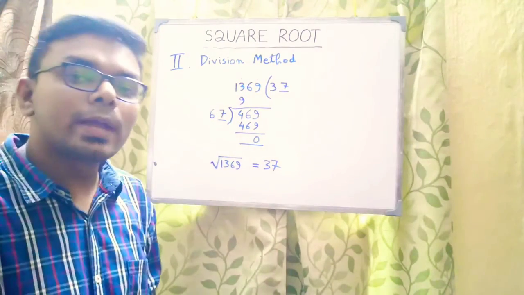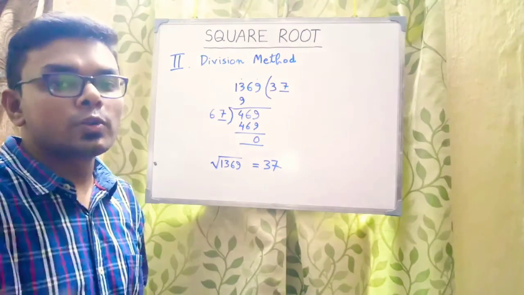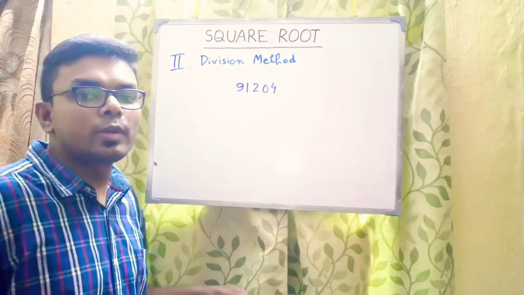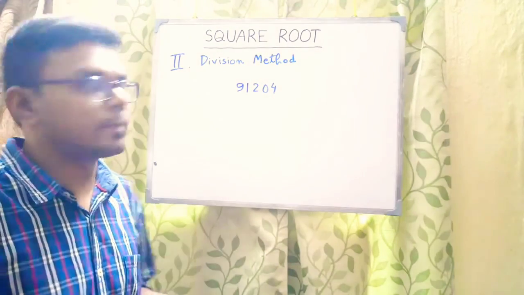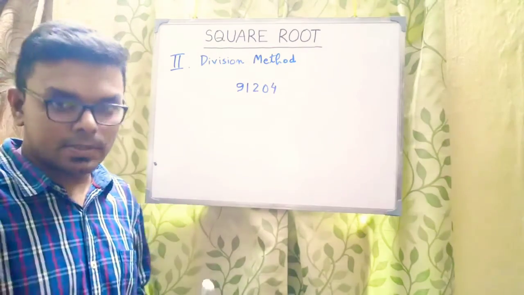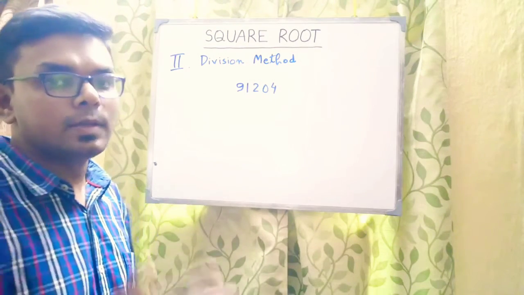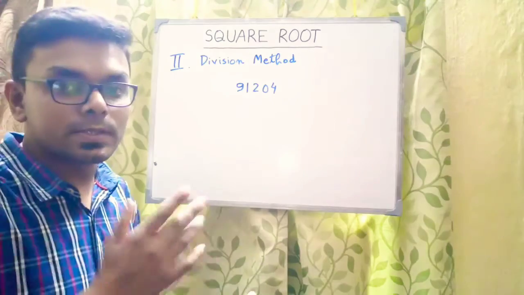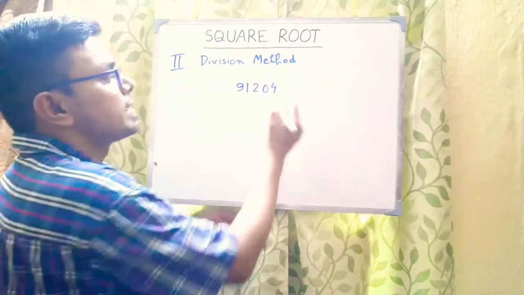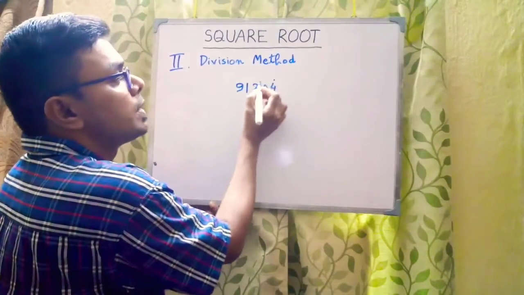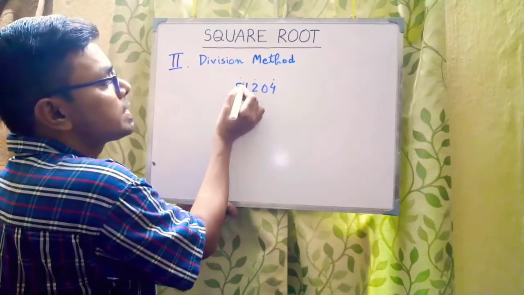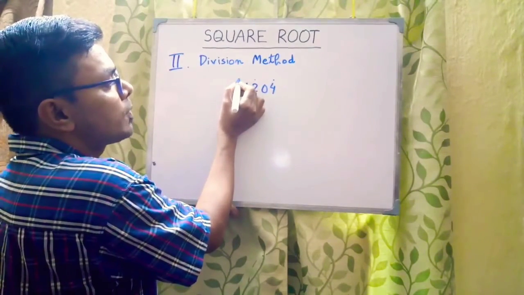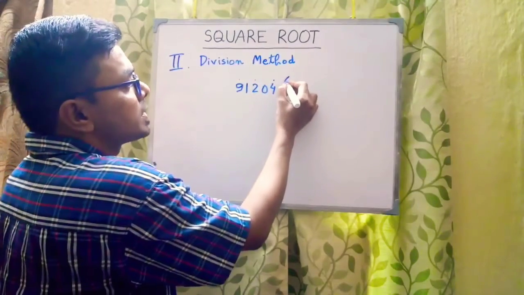To make the concept clear, we will move on to another example. Here we are with another example, that is 91,204. The same process as I showed in the last example will be followed here as well. We first start by putting dots from the right hand side. A dot will be there on top of 4, we'll leave a digit, a dot will be there on top of 2, we'll leave a digit, a dot will be there on top of 9. Then we proceed as usual.